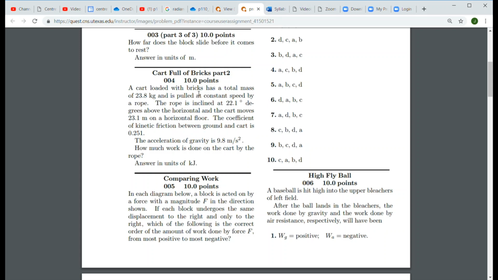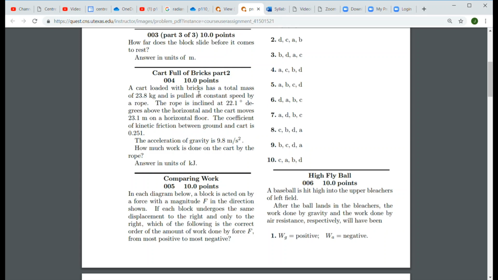And then also I could write down the sum of the force x components equals 0, because it's not accelerating at all here. The sum of the force x components would be the tension T times the cosine of 22.1 degrees minus mu kinetic times the normal force is equal to 0. Those give me two equations in the two unknowns, which are the tension and the normal force. We don't really need the normal force in this case, but I would use that to find the tension.